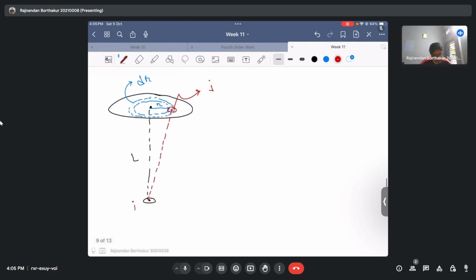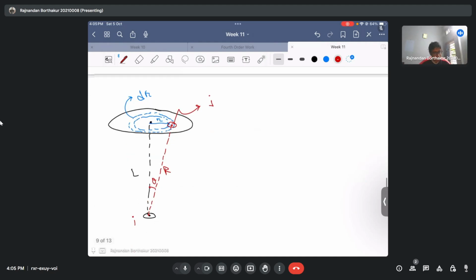Okay. And then this distance I call R. Then I can always write my cos theta. If this is theta, this has to be theta. Then I can write my cos theta as equal to L upon R, because it's just the perpendicular to the hypotenuse. Okay, I hope this is clear.